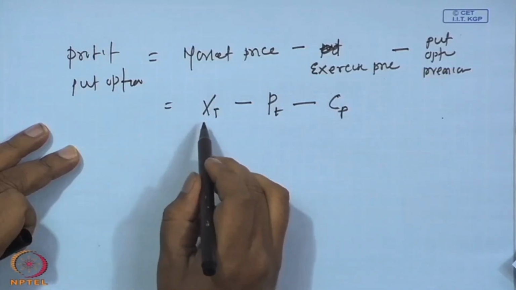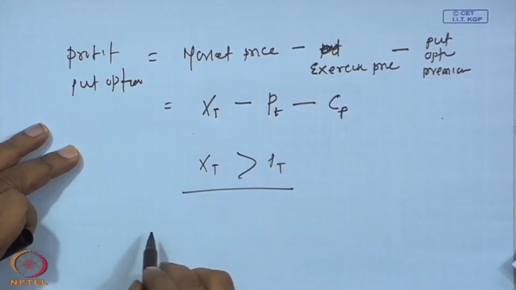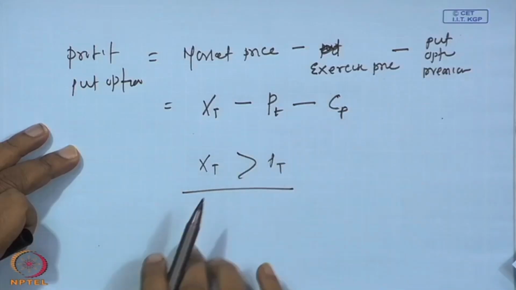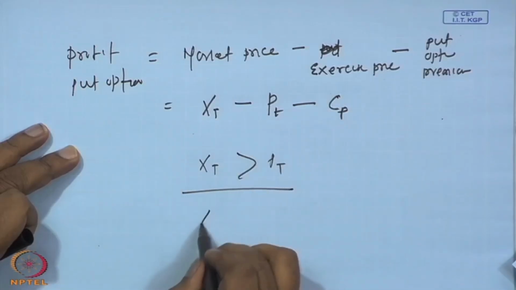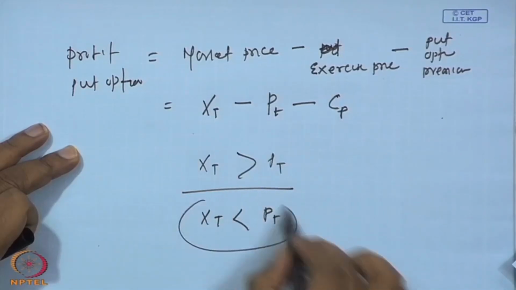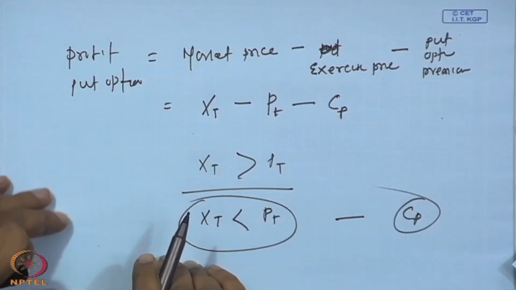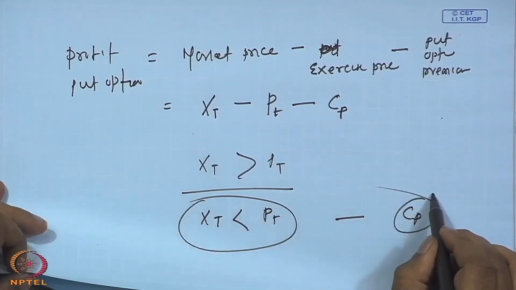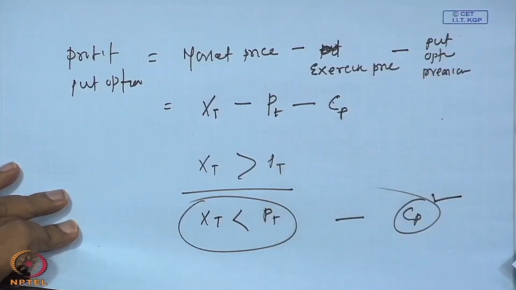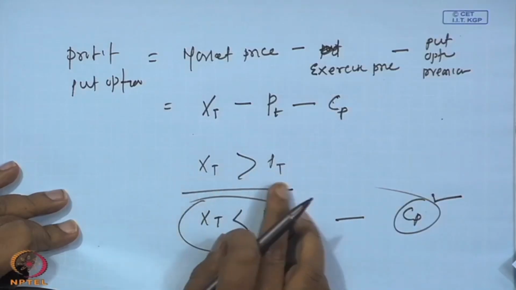So when will it be profitable? When PT is greater than XT, then it will be profitable for me. Then I will exercise the put option and get the value available to me. But when XT is more than PT, it is a loss for me. At that time I will not exercise the put option, and I will surrender only the put option premium. The loss is only Cp, that is the put option premium.